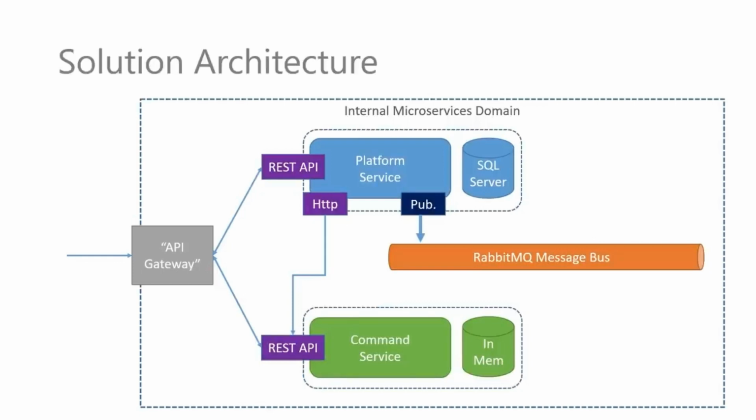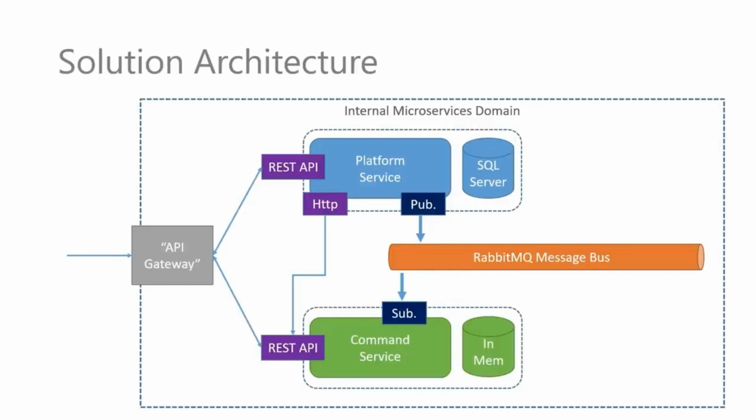Now, all the platform service is aware of at this point is the fact that there is a message bus. It is not aware of the command service, nor does it care that there is one. In this case, we're going to get the command service to subscribe to the message bus and receive those platform published events, and then it will add those platforms to its own database. So this idea of creating data in one service, in this case a platform, and it subsequently making its way down to other services is something that we call eventual consistency.